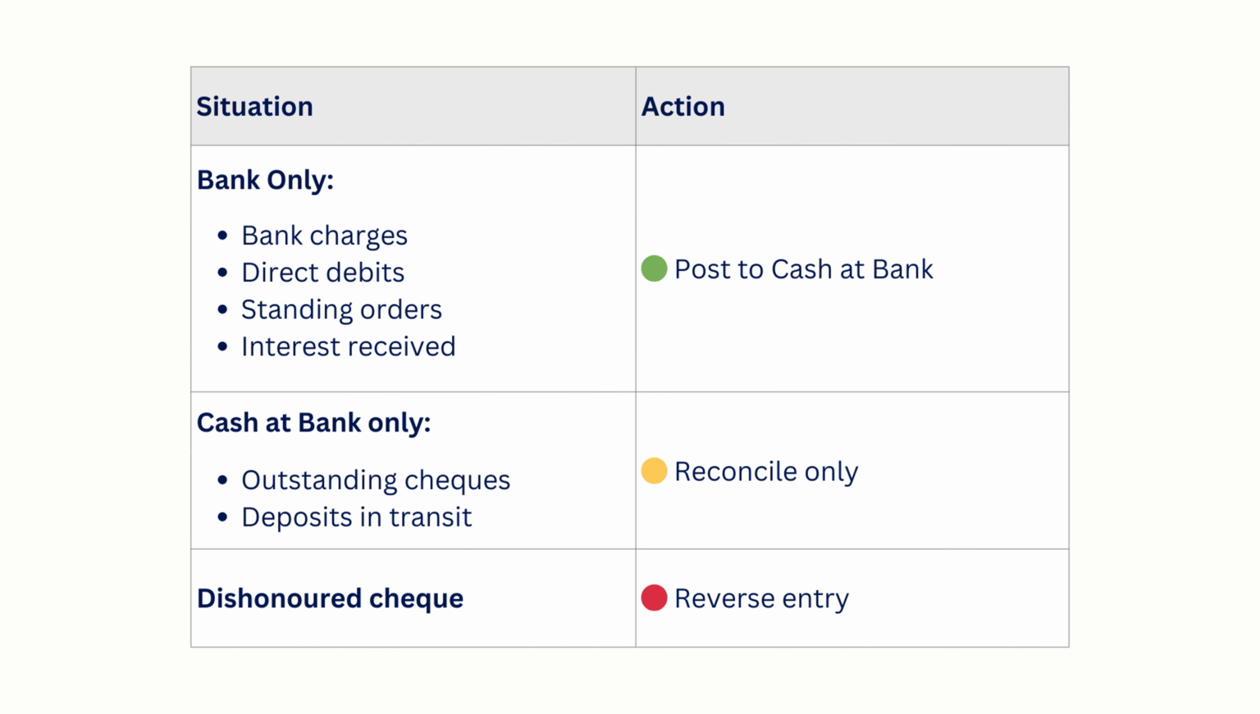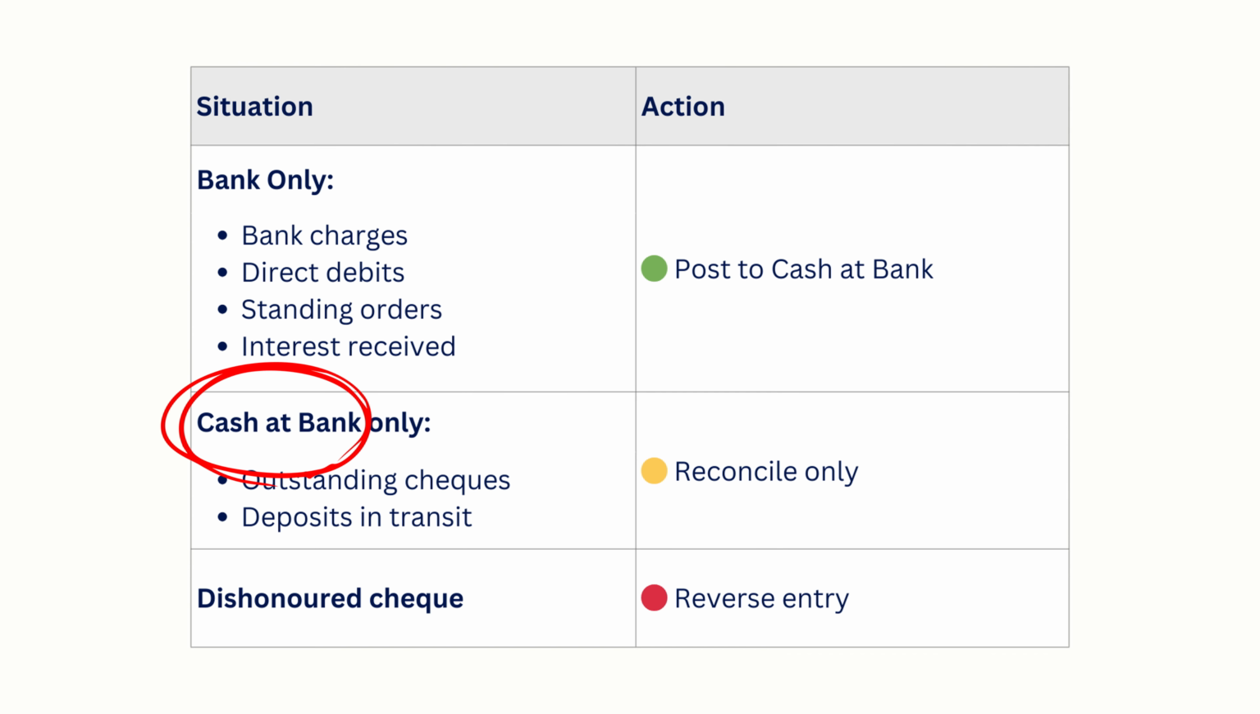Let's summarise. When we compare the bank statement to our cash at bank account, every difference we find will fall into one of three categories. If a transaction appears on the bank statement but does not appear in our cash at bank account, this means the bank knows about the transaction, but we do not. Because this represents a real movement of cash, we must record it in our books. We post these items to the cash at bank account. Examples are bank charges, direct debits, standing orders, and interest received.